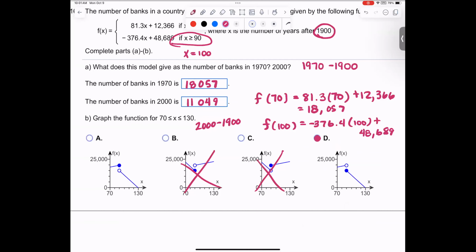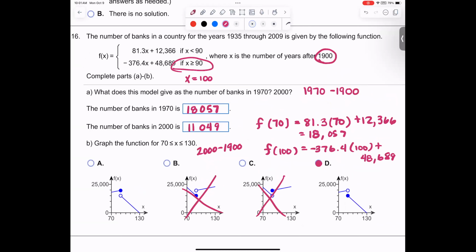But look at how it's defined. The first part of the line is for X less than 90, so at 90 you have to have a hole in the graph. The second part is for X greater than or equal to 90, so that has to be a solid dot on the left end of that. The first part has an open circle, so it can't be A, it has to be D.